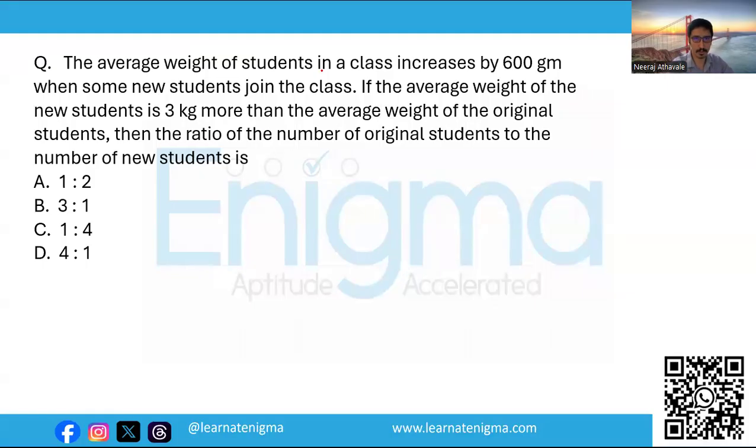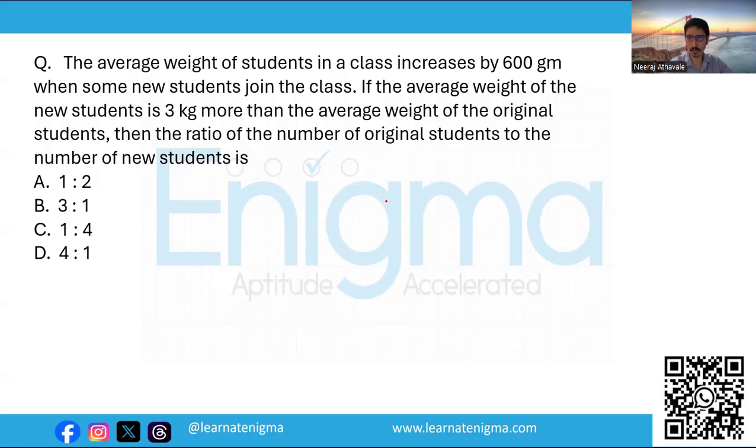The average weight of students in a class increases by 600 grams when some new students join the class. If the average weight of the new students is 3 kgs more than the average weight of the original students, then the ratio of the number of original students to the number of new students is.